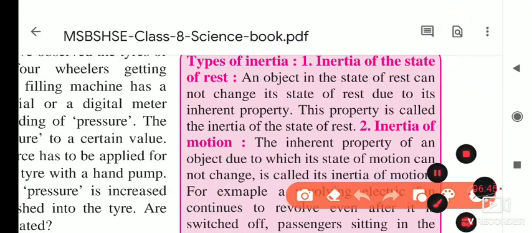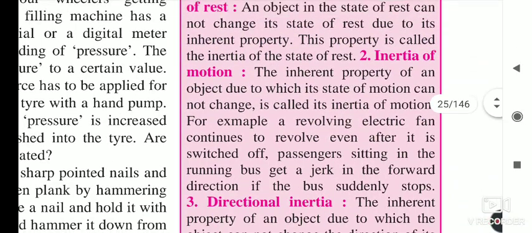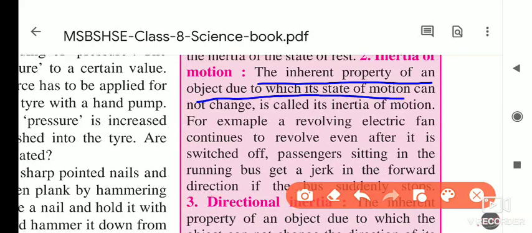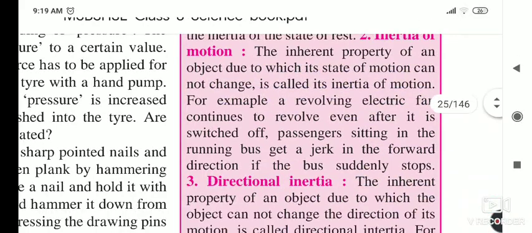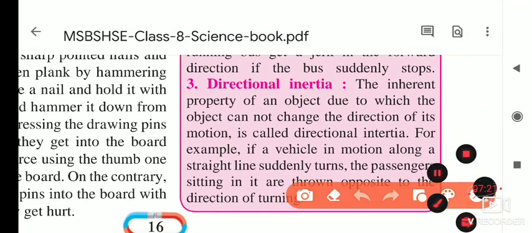An object in the state of rest cannot change its state of rest due to an inherent property, and this property is called inertia of the state of rest. Then the second type, inertia of motion. Only some changes are there. The inherent property of an object due to which its state of motion cannot change is called inertia of motion. This much written is also okay. If you want to give an example you can give, if not then okay. If you give an example it will be effective.